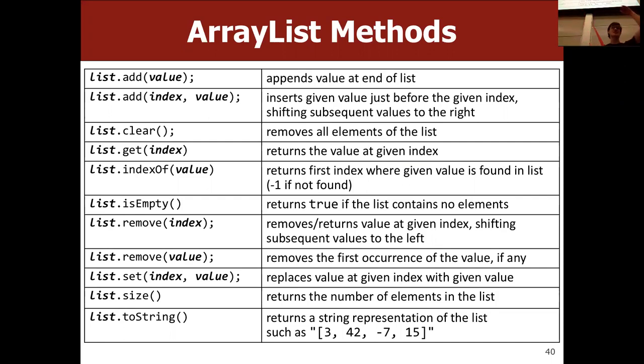So if you want to add something in the middle of an ArrayList, not the end, you can do that. You can search for the index of a value, and it will give you back the index where that value is in your ArrayList. You can check if it's empty.